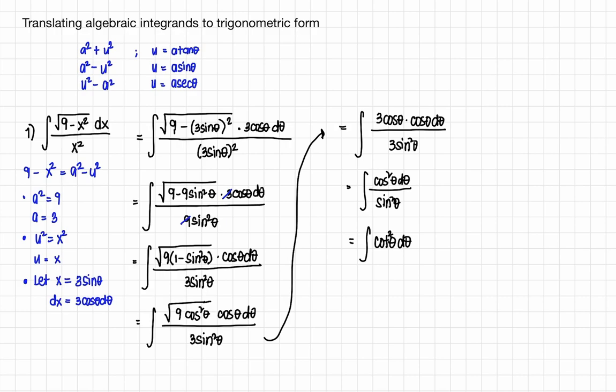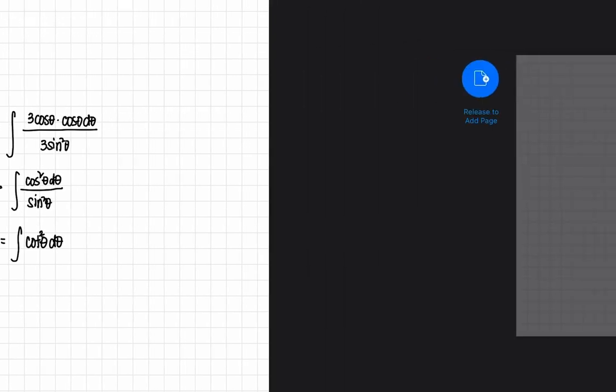Okay, let's try another item. We want to translate the algebraic integral into the trigonometric form. Let's try the integral of dx over x cubed square root of x squared minus 9. So this time, this is u squared minus a squared. If u squared minus a squared, we're going to use the function secant.